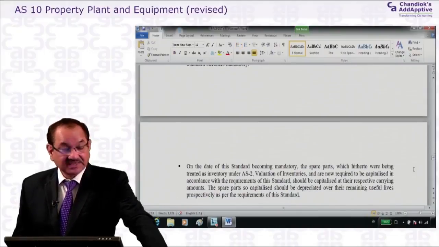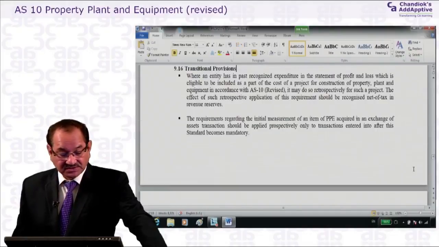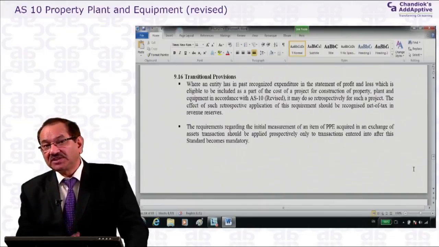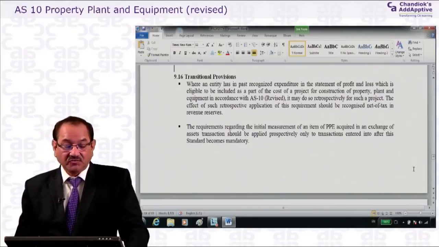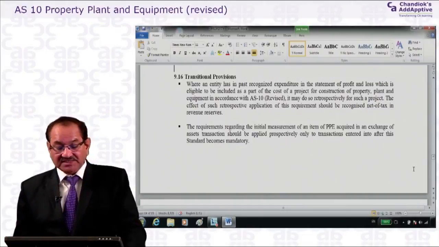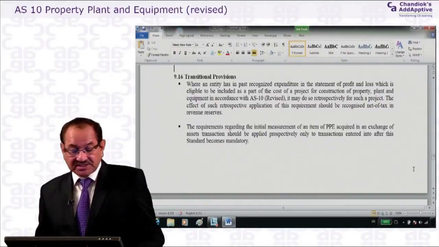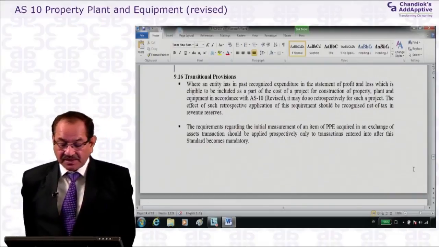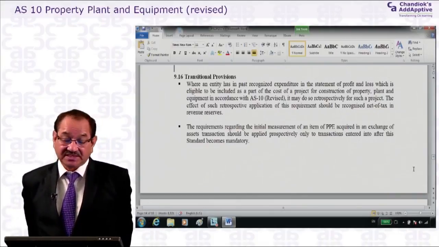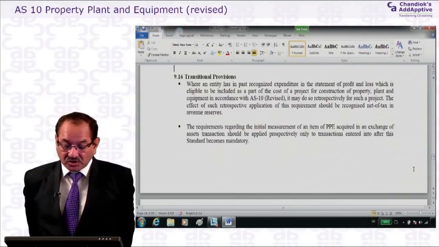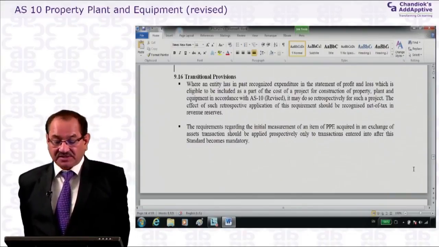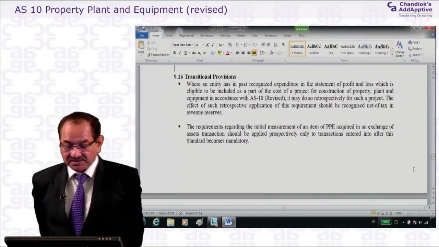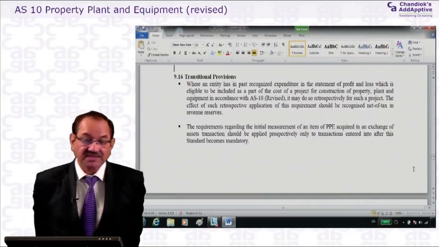Now in this standard there are certainly transitional provisions. And what is a transitional provision? Because we will be shifting from one standard to another. Where an entity has in the past recognized expenditure in the statement of profit and loss which is eligible to be included as a part of the cost of the project for construction of property, plant and equipment in accordance with the revised AS 10, it may do so retrospectively for such period project. The effect of such retrospective application should be recognized net of tax in the revenue reserve.